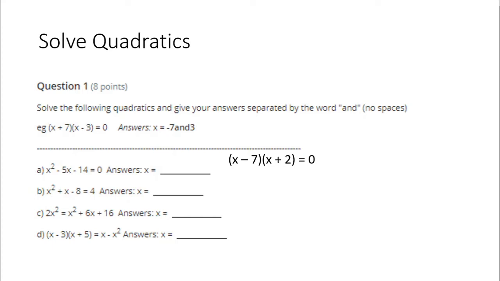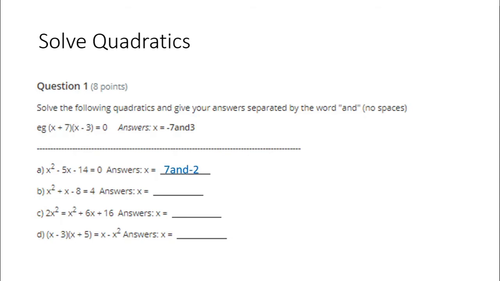Remember, we solve quadratics by factorizing. If they're equal to 0, that means that either one bracket's equal to 0 or the other bracket's equal to 0. So if x minus 7 equals 0, x must be equal to 0 plus 7, which is 7. If x plus 2 equals 0, then x must be equal to 0 minus 2, which is negative 2. So my two answers are 7 and negative 2.